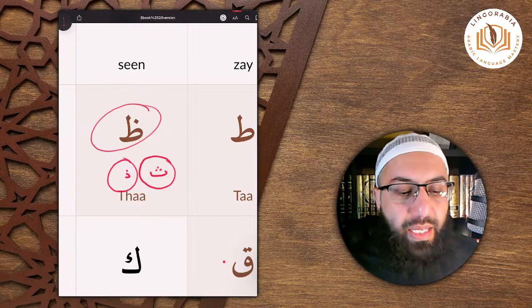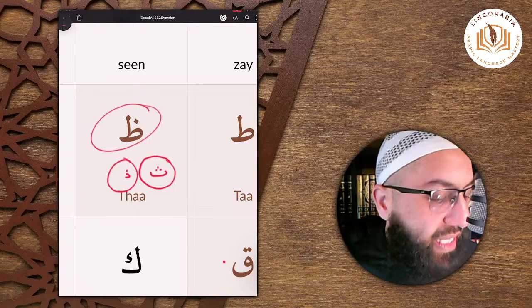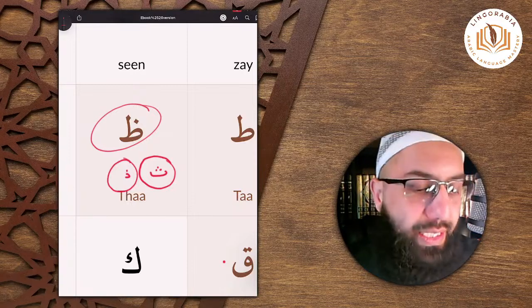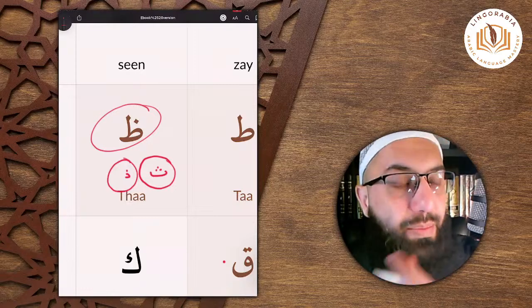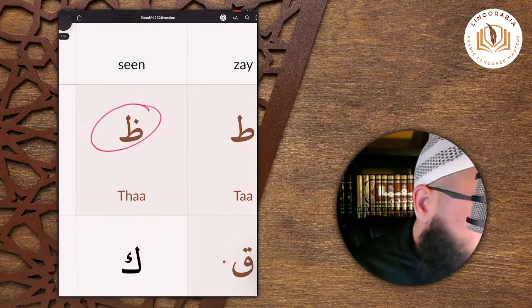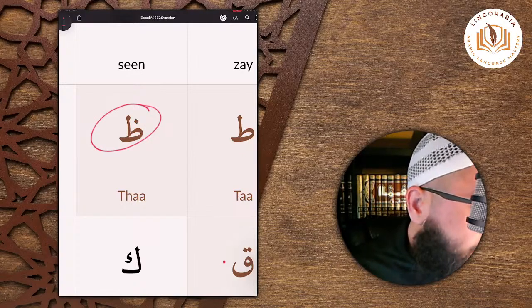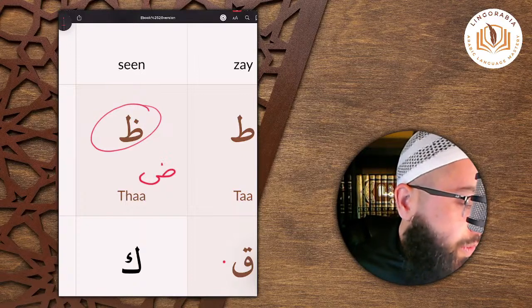So the dhal and the tha and the dha, these three, your tongue comes slightly between your teeth. I hope this is clear, inshallah ta'ala. And also differentiate between this letter and the dad.